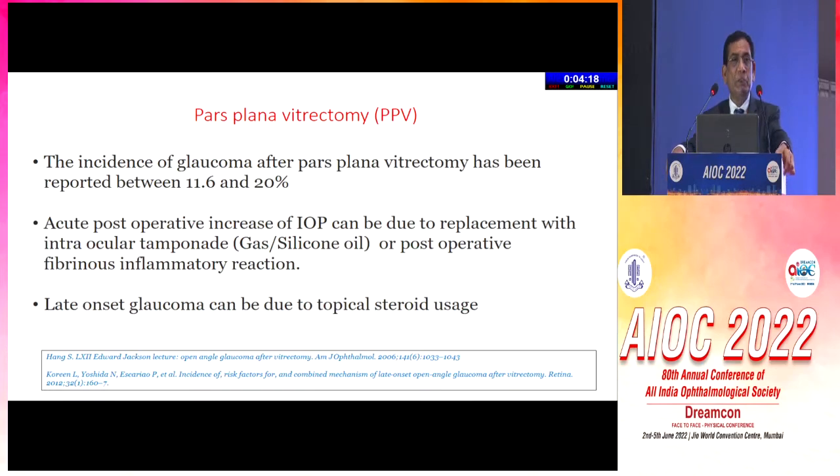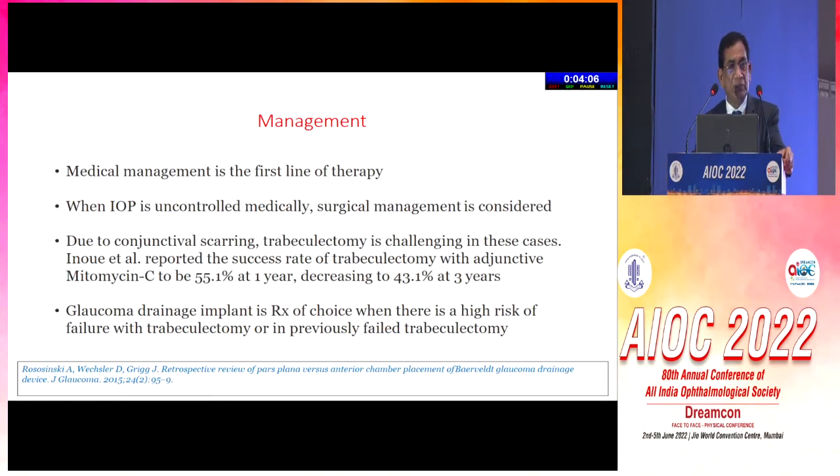Again, pars plana vitrectomy, PPV, is the most common surgery done by the retina surgeon nowadays. But it still may cause glaucoma, especially if the tamponade is gas or silicone oil. Treatment is medical management first. If it does not work, then you can go for glaucoma surgery like trabeculectomy. Most of the time it doesn't work, so you have to go for the Ahmed glaucoma valve or the Baerveldt valve, or the one produced in India by Aurolab, which is a really nice implant to use.